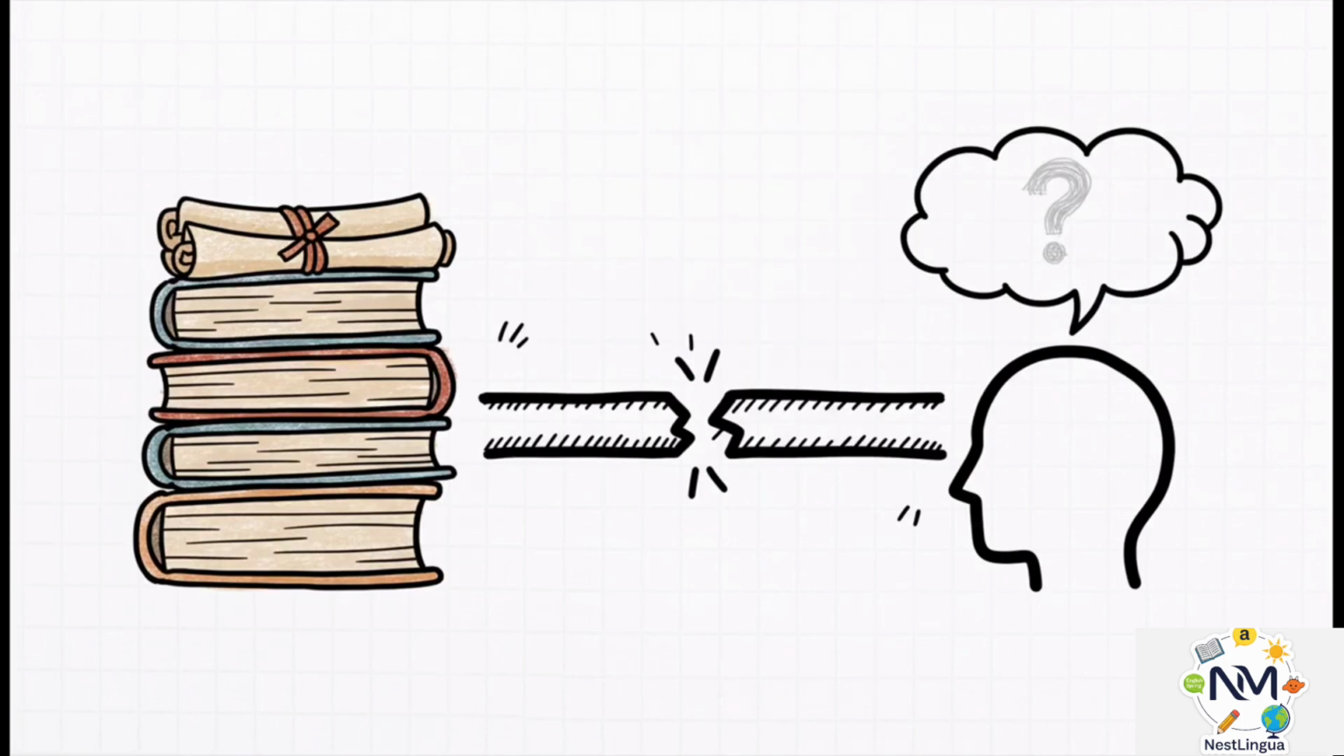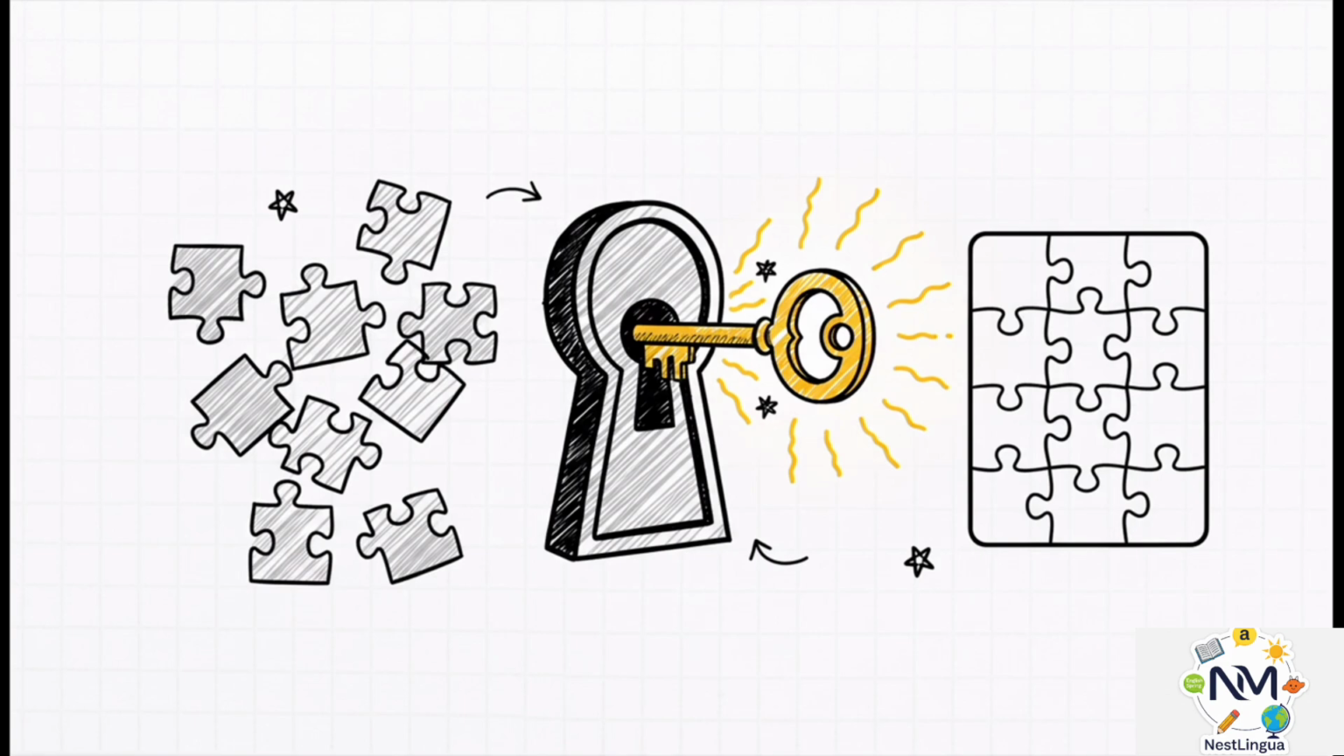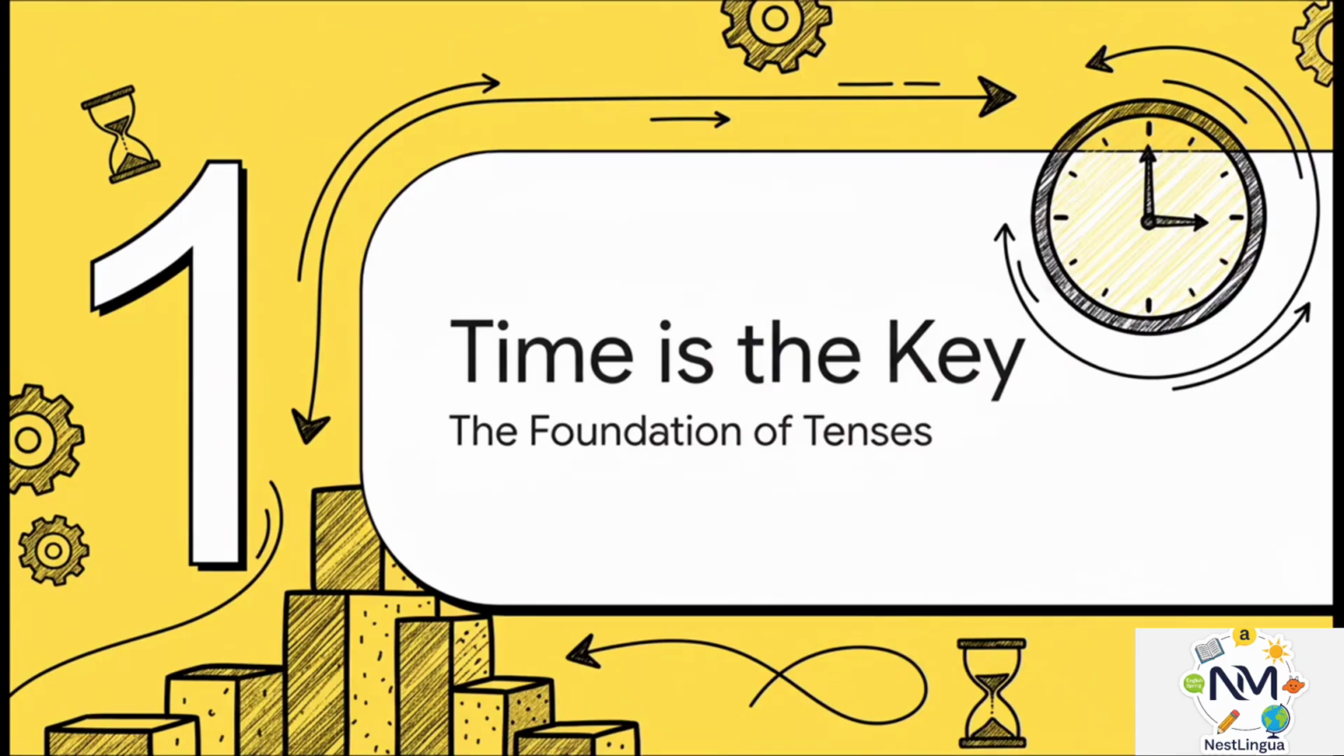And you know what? It's probably not even your grammar. You've memorized the rules, you've done all the exercises, but when it's time to actually speak, there's still that disconnect. Well, today, we are going to solve that puzzle for good. The one thing standing between all that confusion and real clarity, the key that unlocks fluent, natural-sounding English, is mastering tenses. So, let's start from the very beginning.